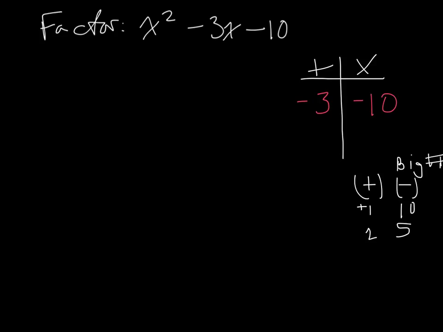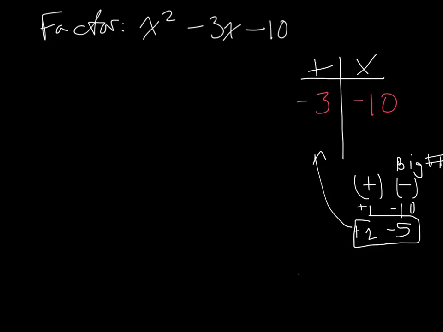So positive 1 and negative 10. What's positive 1 minus 10? And that's negative 9. And what's positive 2 minus 5? Hey, look at that, this makes negative 3 when you add it together. So those are our two terms.